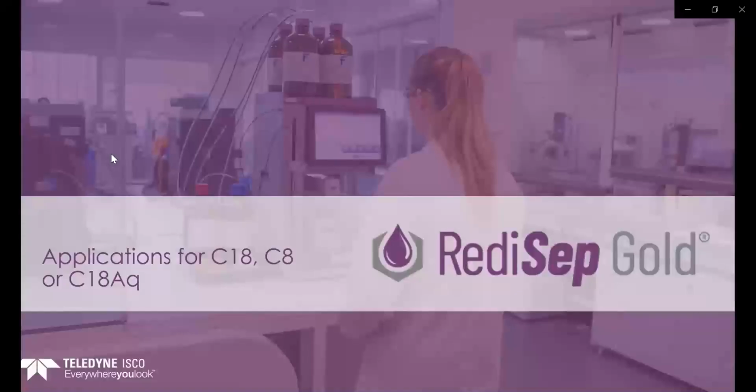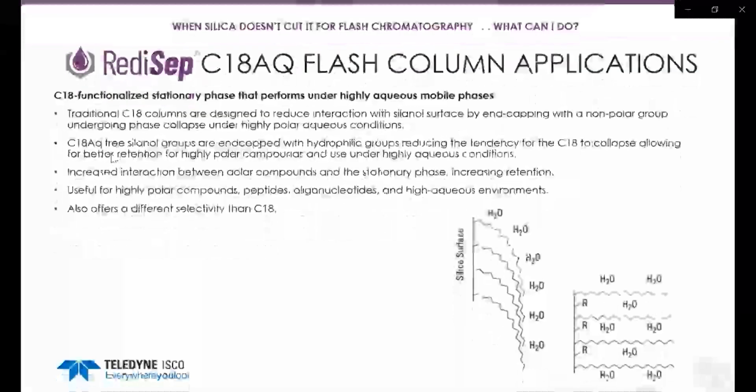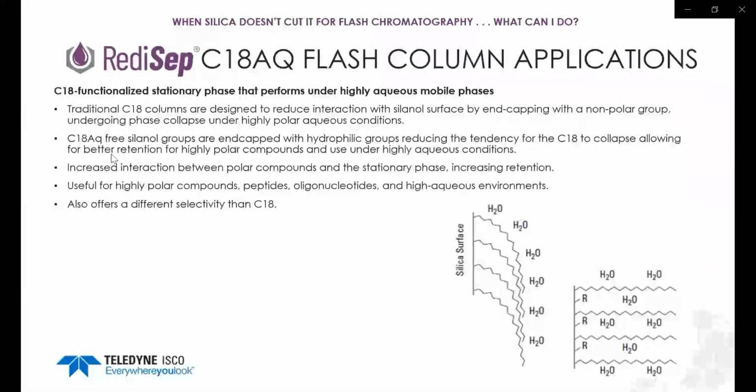So next, outside the applications with larger molecules and peptides and choosing between C18 and C18AQ, we're going to talk about some other unique applications for these columns that are outside just traditional larger molecules and small molecule purifications. So we'll begin this section with some unique applications of the RediSep Gold C18AQ flash column. The C18AQ flash column offers a unique alternative to our C18 media, particularly under highly polar aqueous conditions.